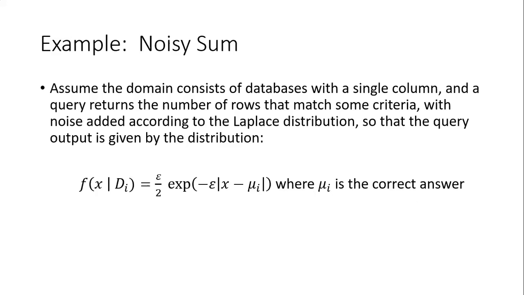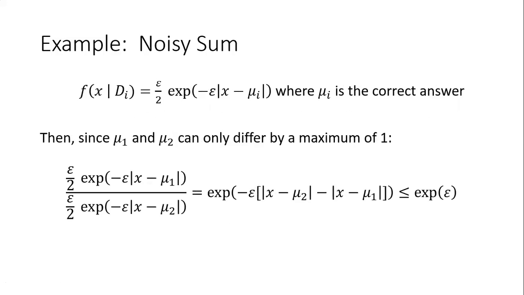For example, in this one, we output a value given by this probability distribution, the Laplace distribution, centered on mu_i for database i. So mu_i would be the correct value, and it's a double exponential decay. If you output a response that has this probability distribution, then you can prove mathematically that it's differentially private. Here's how you would do it.